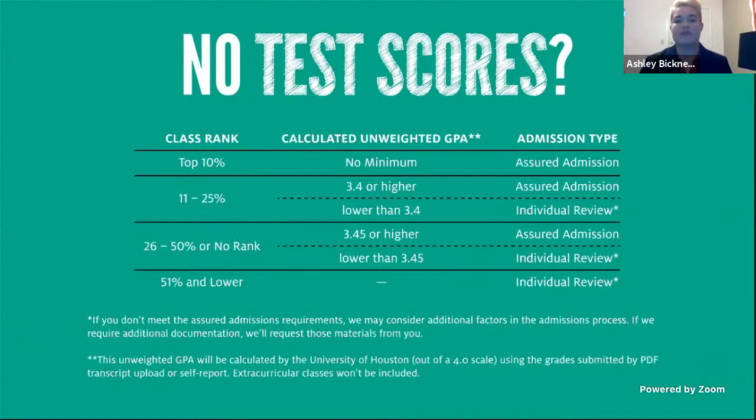Now, one thing to know is individual review is going to be a little bit different for different students. In some cases, it might just be us looking a little bit more closely at your transcript and GPA, seeing, did you have any rigor? Did you take any dual credit, AP, IB courses in high school? We're going to look a little bit more closely at that, just to see what kind of rigor existed in the courses that were taken.